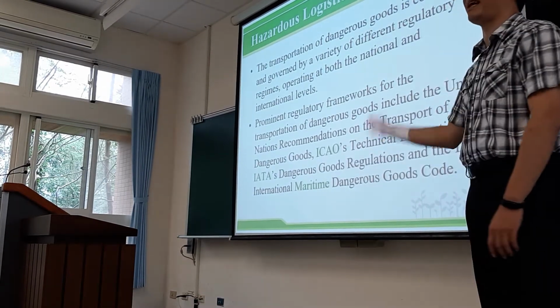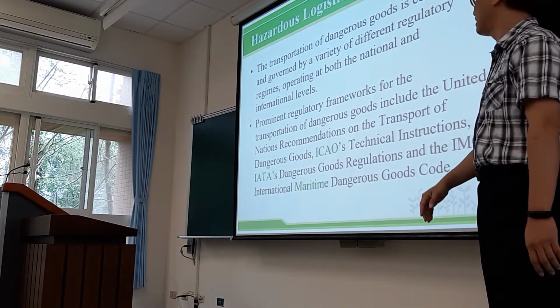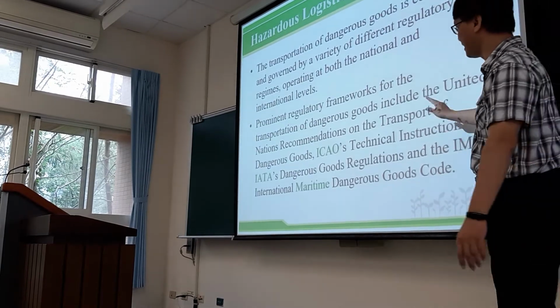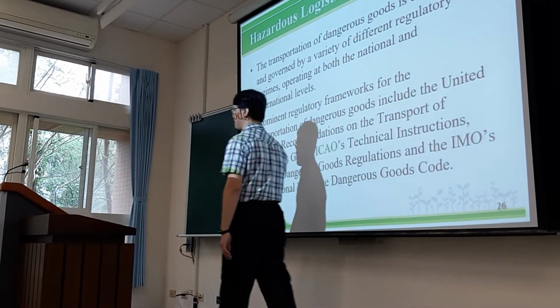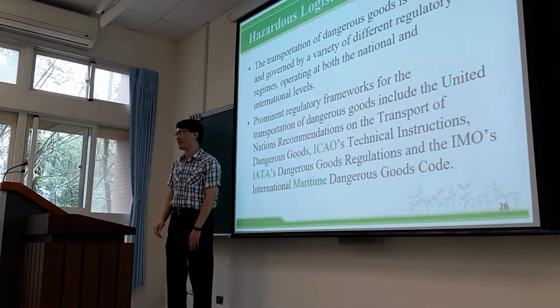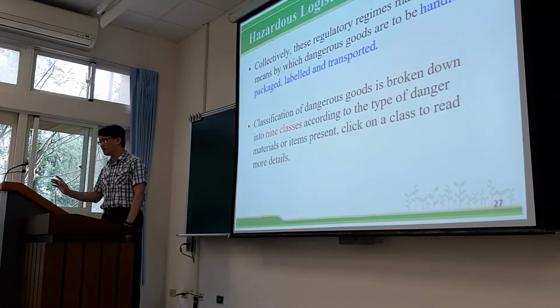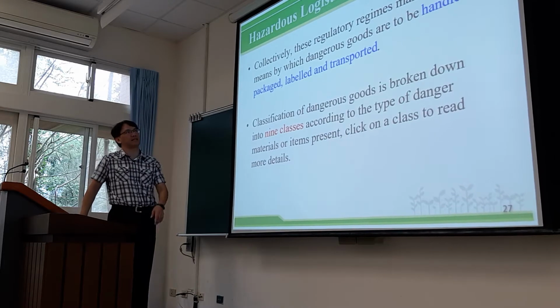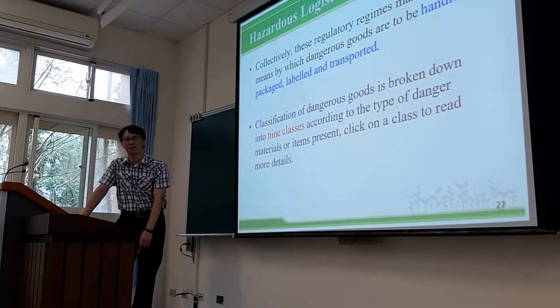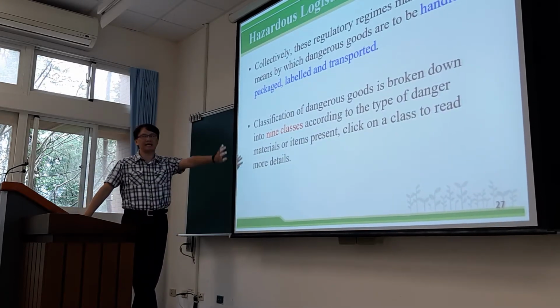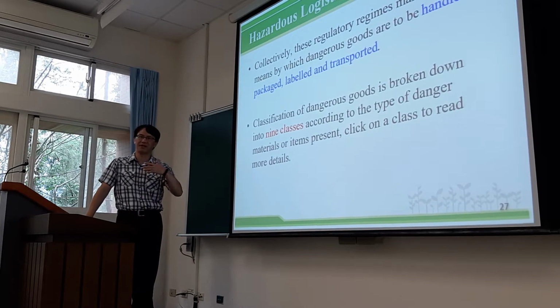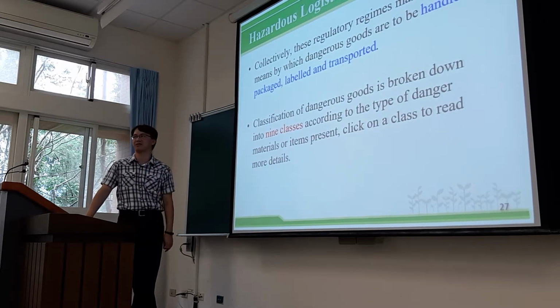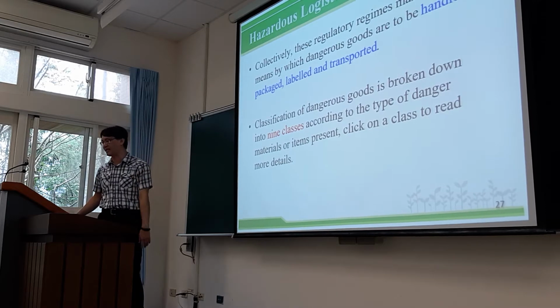Basically, we have lots of heterodox goods, so we still have standards. IATA and ICAO are standards focused on air transportation. Maritime also has other rules. In general, we consider several different processes: handling, packaging, labeling, and transportation. The 9 classes mainly help you recognize how dangerous these materials are, so they are divided into 9 classes.